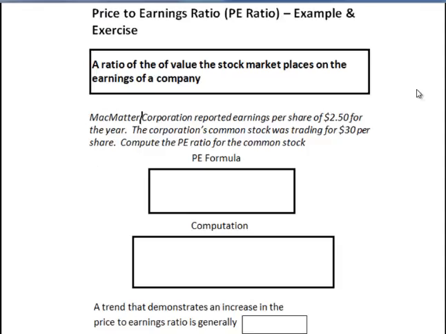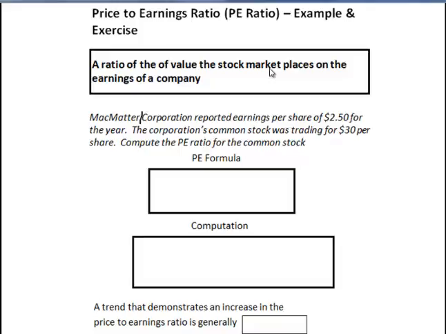This is a slide on the calculation of what we call the price to earnings ratio, or for short, PE ratio. And this is a ratio of the value that the stock market, in other words, buyers and sellers on the open stock market, place on the earnings of a company.